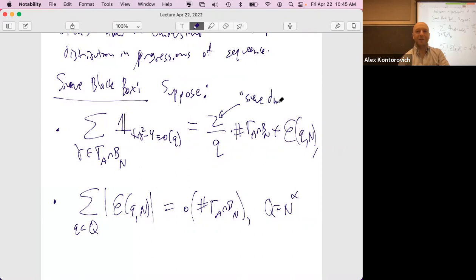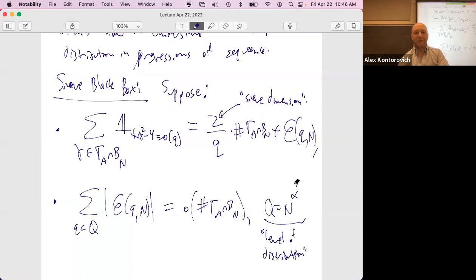If you hear these words now, you know what they mean. Other than Eratosthenes, the obvious sieve. It's how many values mod Q you expect to see. So yeah, you're right. If this was an nth degree polynomial, the sieve dimension will typically be n. And this alpha, this n, the largest q for which this still holds, is called the level of distribution.